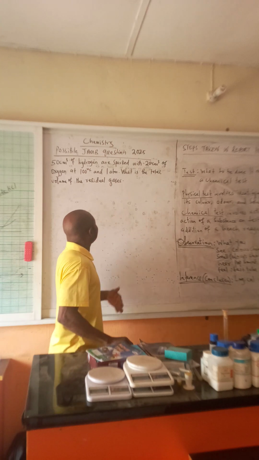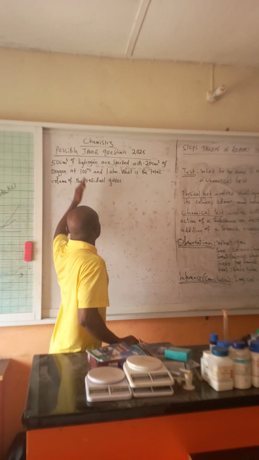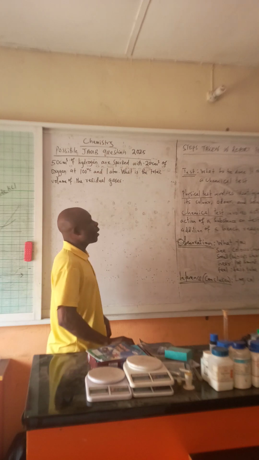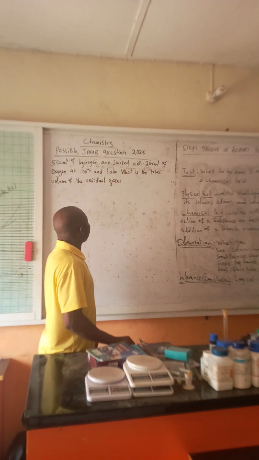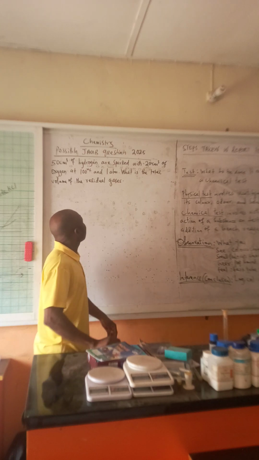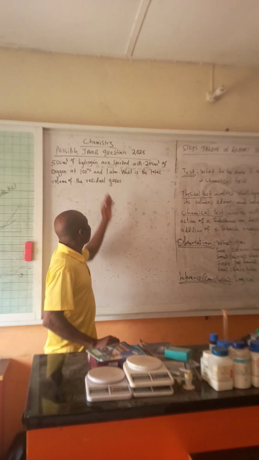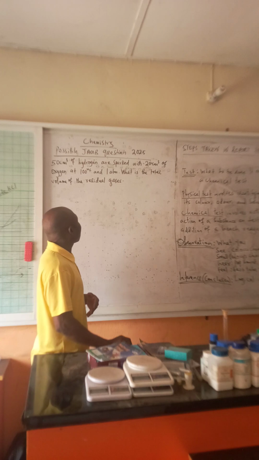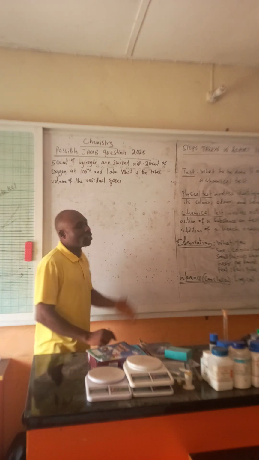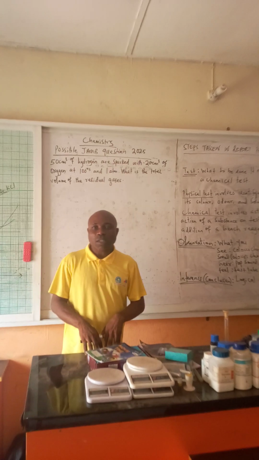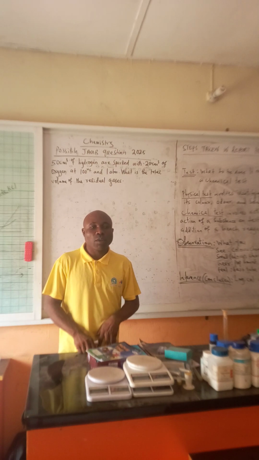A question on the board, chemistry, possible JAMB question 2025. The question says, 50 cm cube of hydrogen are packed with 20 cm cube of oxygen at 100 degrees Celsius and 1 atm. What is the total volume of the residual gases?